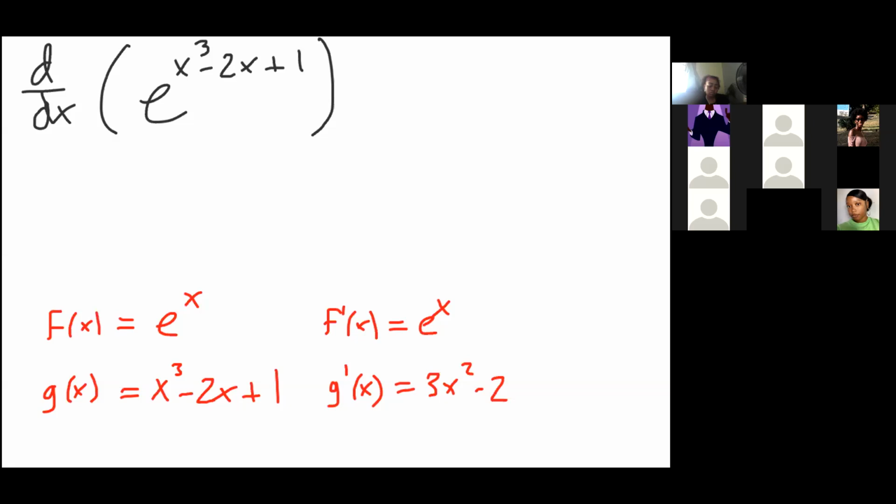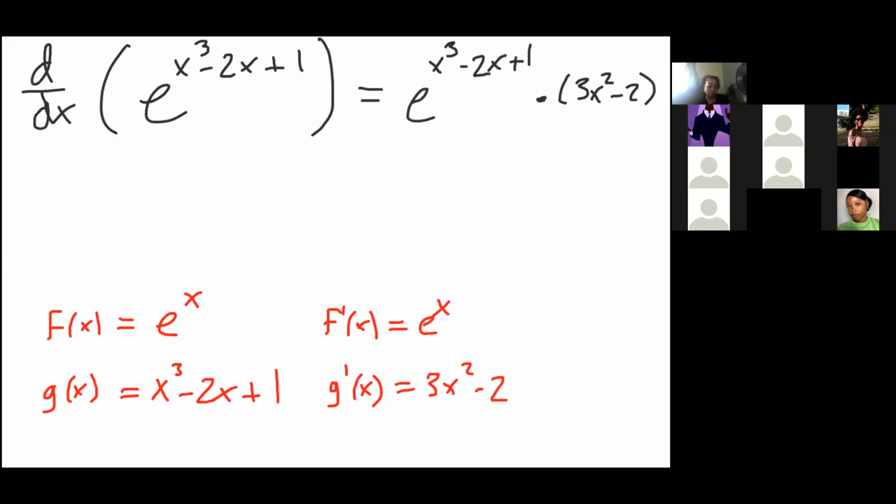Okay, so then when I go to get my chain rule, the derivative of the outer, plug back in the inner, well, it's still going to be e to the x cubed minus 2x plus 1. But then that was the derivative of the outer function with my inner function plugged back in. I need to make sure I multiply by the derivative of the inner function.